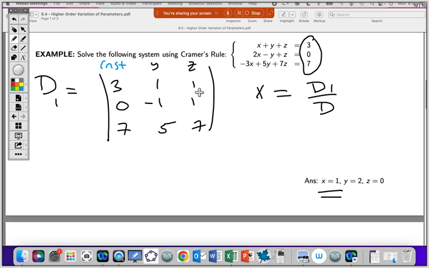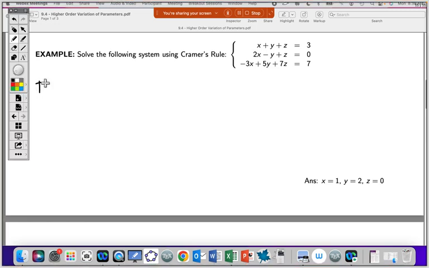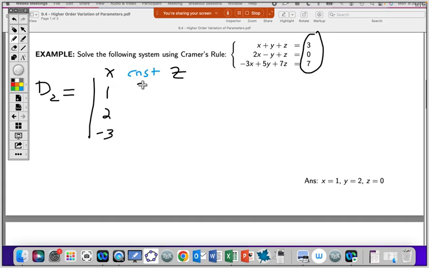To get y, we would do d2. So to get to d2, you'd keep the x and the z the same, but you'd switch out the constants for y. So you keep the coefficients in for x, 1, 2, negative 3. Plug the constants in for y, 3, 0, 7. And then z, 1, 1, 7.